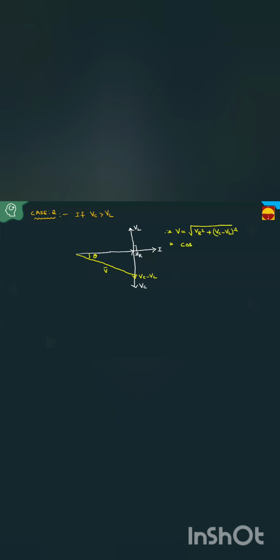Then what is cos theta, students? Cos theta equal to, what is the cos theta? Come on. What is the cos theta? VR by V. This is fixed. What is sin theta? VC minus VL by V.